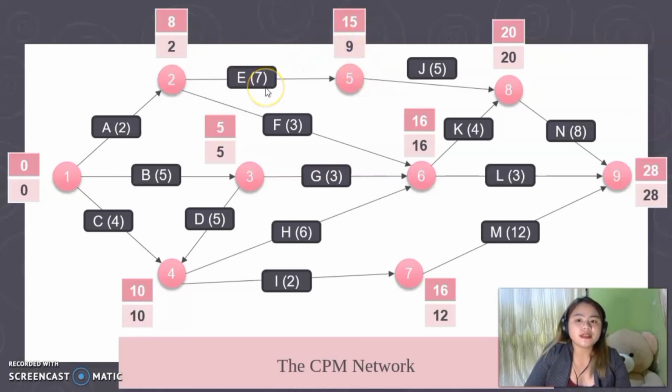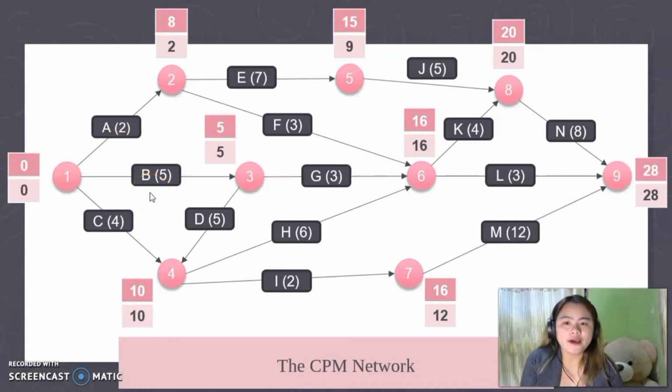Move to number 2. 15 minus 7 is equal to 8. 16 minus 3 is equal to 13. That's why we choose 8. We'll move to our last node, node number 1. There are 3 options, so we have to choose the minimum value. 8 minus 2 is equal to 6. 5 minus 5 is 0. 10 minus 4 is equal to 6. Therefore, we choose 0. 0 is the minimum value.